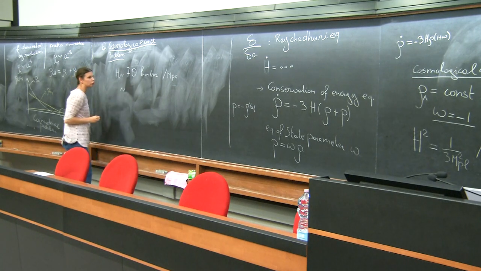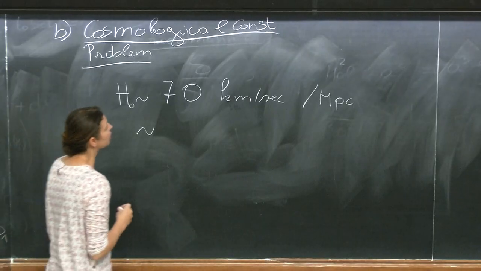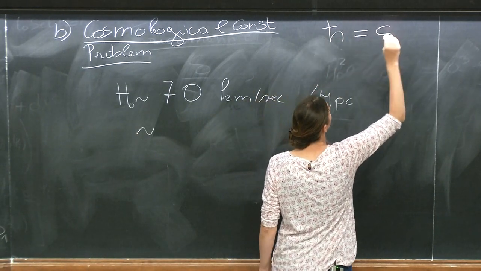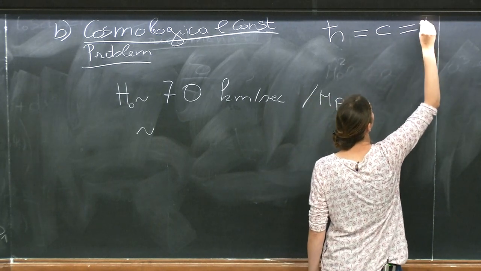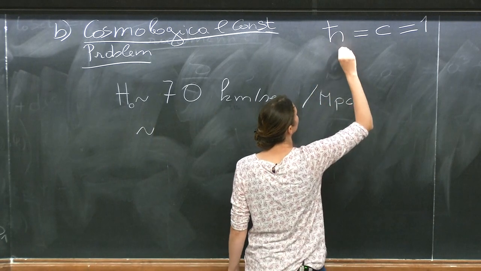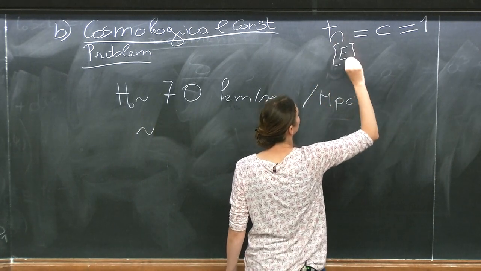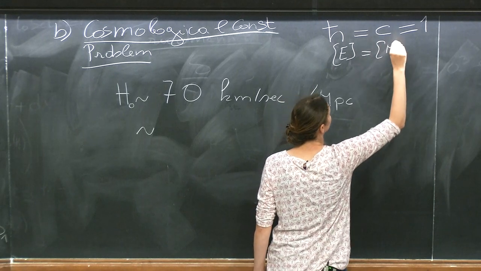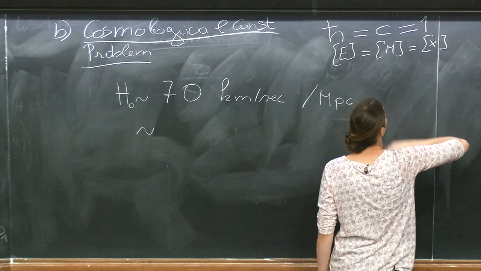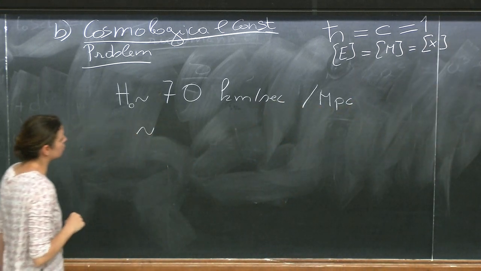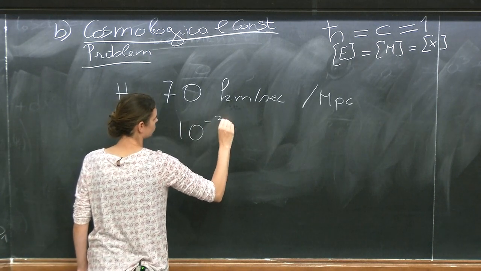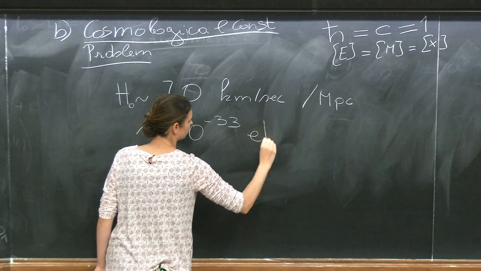If we put that back into an energy scale, I'll be working in units where h bar is equal to the speed of light is equal to 1. So that means that a scale of energy is equal to a scale of mass, and that's the inverse of a scale of distance, and a speed is dimensionless. This is roughly 10 to the minus 33 electron-volt.